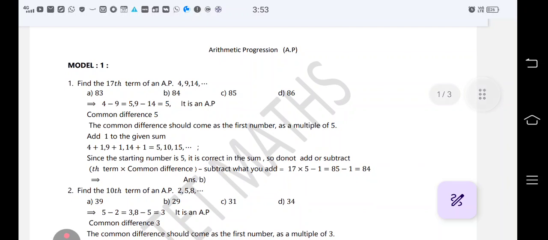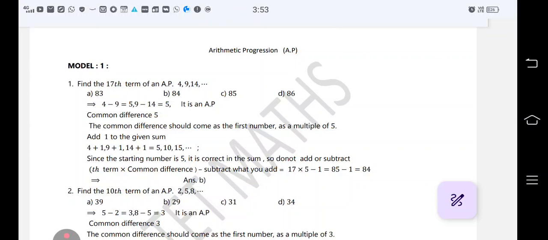Now we are doing arithmetic progression in the shortcut method. Model 1: Find the 17th term of an AP 4, 9, 14, etc. There are four options: A 83, B 84, C 85, D 86.